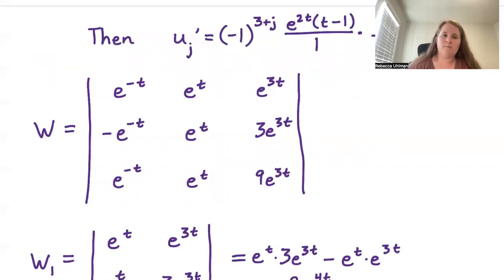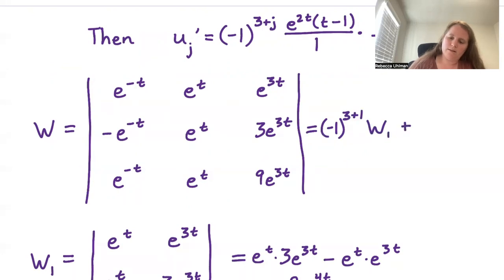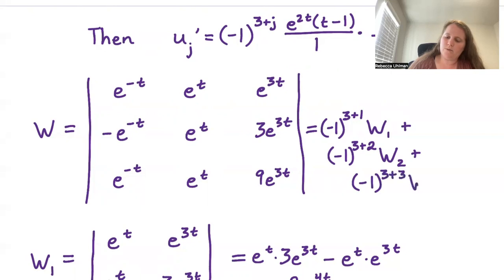Our Wronskian should just be that first subdeterminant. We eliminated the third row and first column. So we would do -1 to the 3 plus 1 times W1 plus -1 to the 3 plus 2 times W2 plus -1 to the 3 plus 3 times W3 is how we could go about finding that.